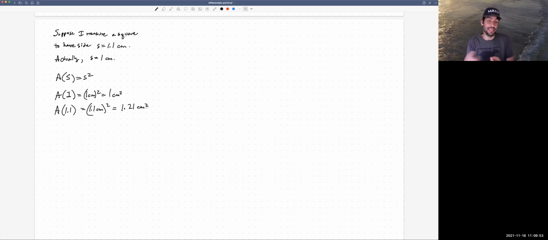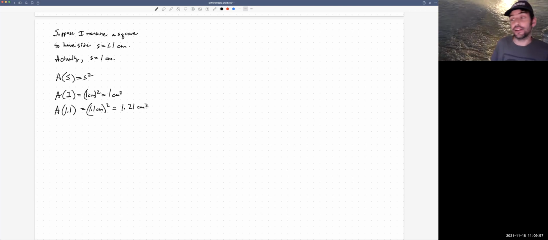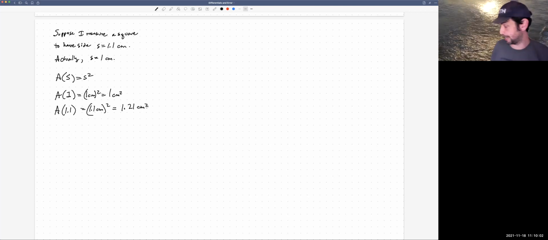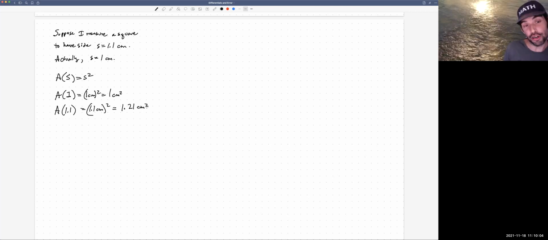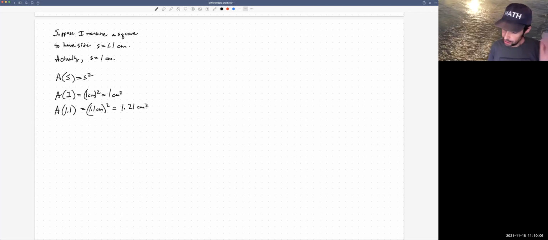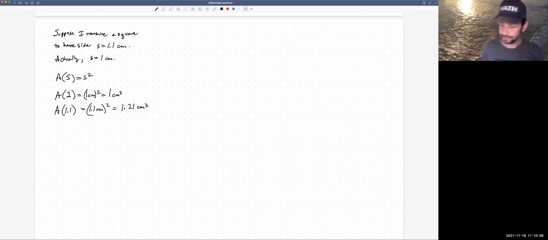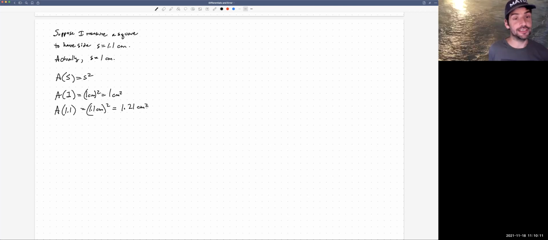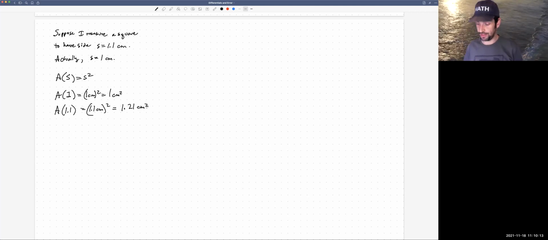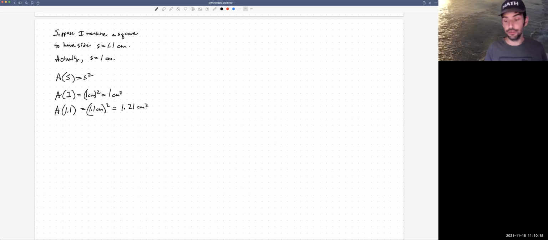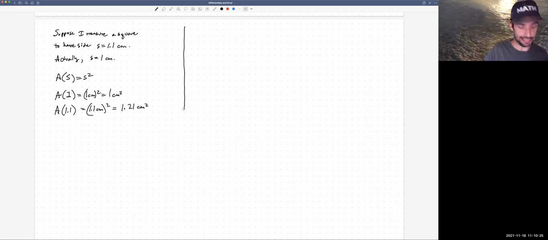That error in measurement propagated into the error in the result of whatever I was doing with that measurement. In this case, computing the area of this little square, right? So we call this propagated error. This kind of error that moves from a measurement into whatever it is you're doing with that measurement, okay? Now, we can use differentials to approximate these kinds of propagated errors. So let's examine that idea.